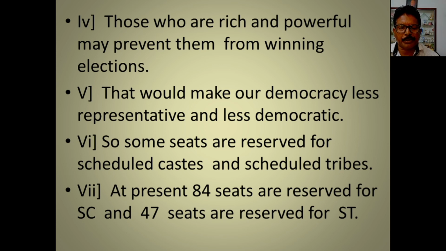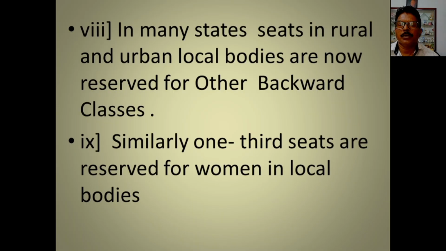Only those people belonging to these categories, scheduled castes and scheduled tribes, can stand as candidates from these constituencies, which are reserved for them. In many states, seats in rural and urban local bodies are now reserved for other backward classes also. In rural means panchayat elections, and urban local bodies means municipalities, seats are reserved for backward classes also, OBC people.